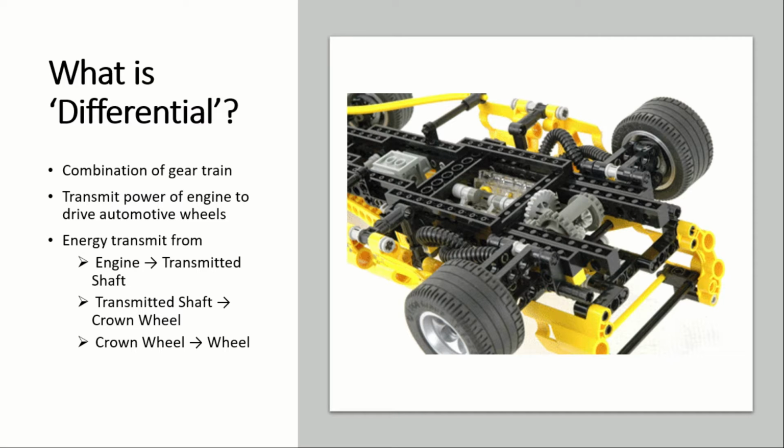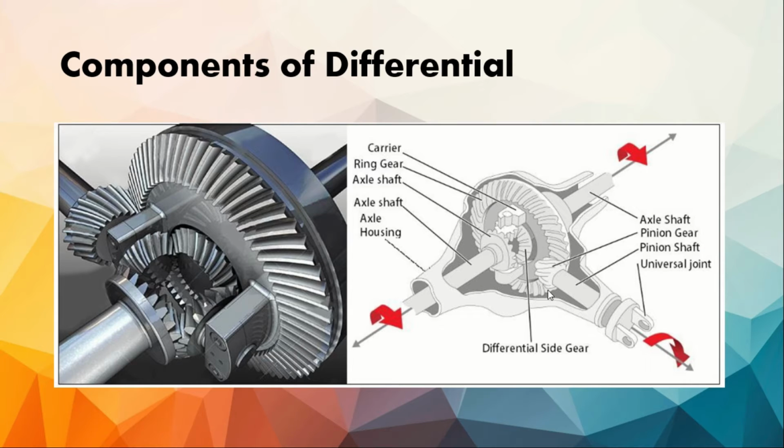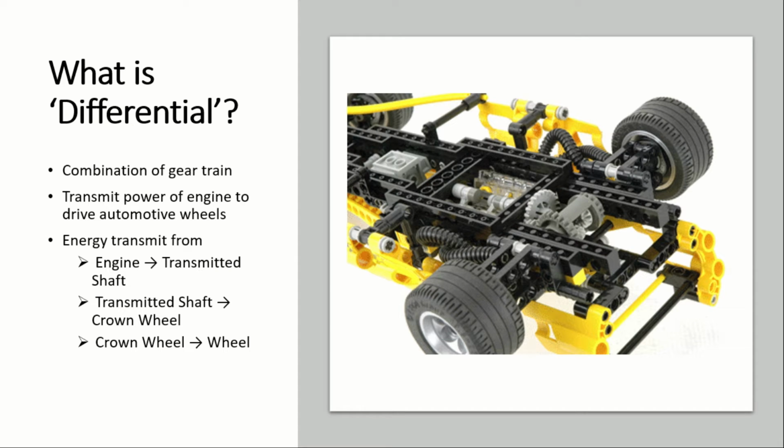What is a differential? A differential is a combination of a gear train, which consists of the bevel gear, axial shaft, ring bevel gear, axle housing, etc. It is a system that transmits the power from the power engine, from the crankshaft to the gearbox and differential, and finally to the left and the right wheels. The differential is placed between the left and the right axle shaft. We can see where the differential is located from the animation on the right hand side.